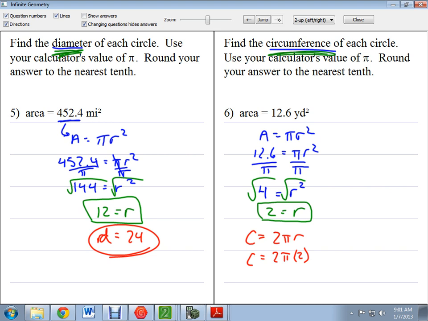Now this actually happens to be equal to 12.6. Now you say, well, that's the same number that we started with up here. And that is just a happy coincidence in this case. It happens because 2 times 2 is the same thing as the r squared, the radius squared. It just happens to be in this case. When the radius is 2, the area and the circumference are the same.